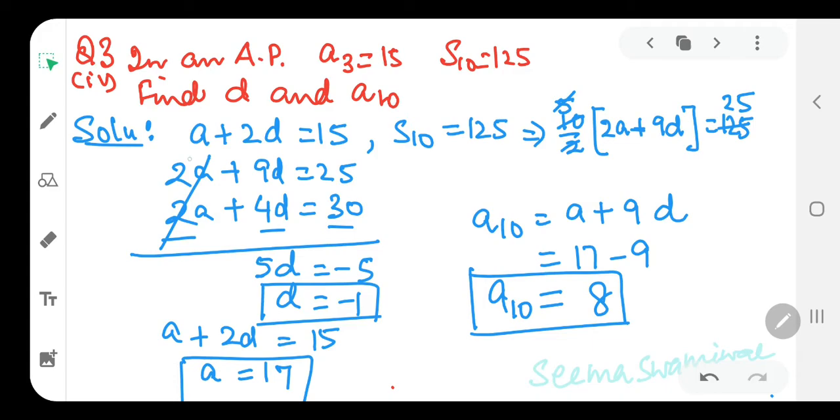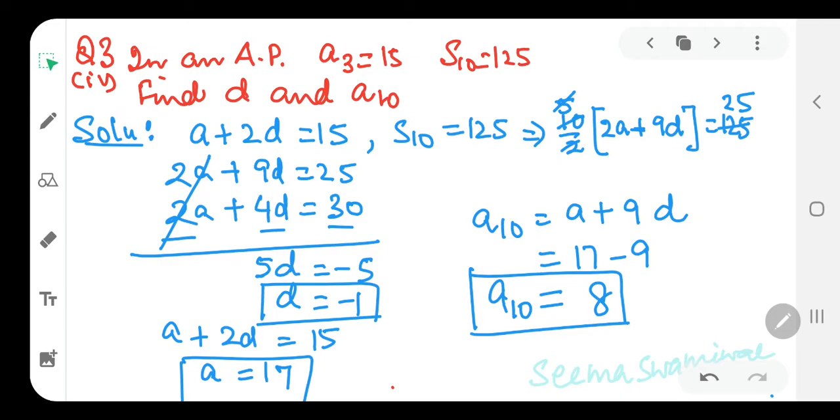Now multiply the first equation that you got, a plus 2d is equal to 15, by 2 because you want to eliminate and get the value of a and d. So 2a plus 4d will become 30. Eliminate a by subtracting and you will get 5d is equal to 25 minus 30, that is minus 5. Therefore d is equal to minus 1. Now put this value of d in the first equation, that is a plus 2d. So you will get that a is equal to 17.